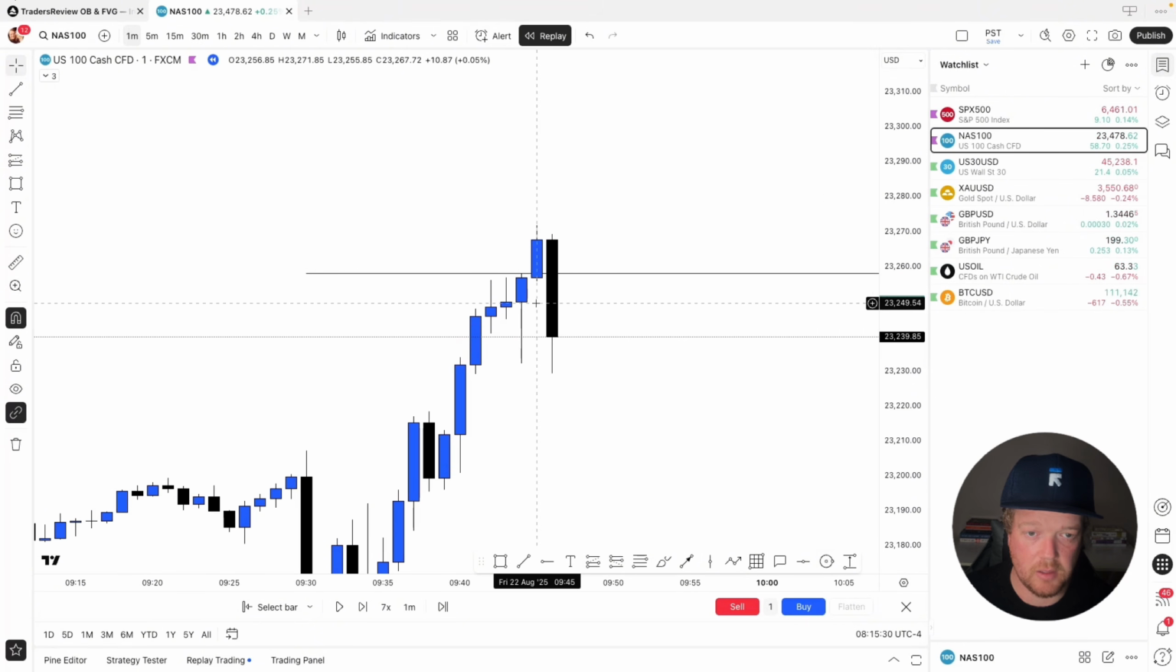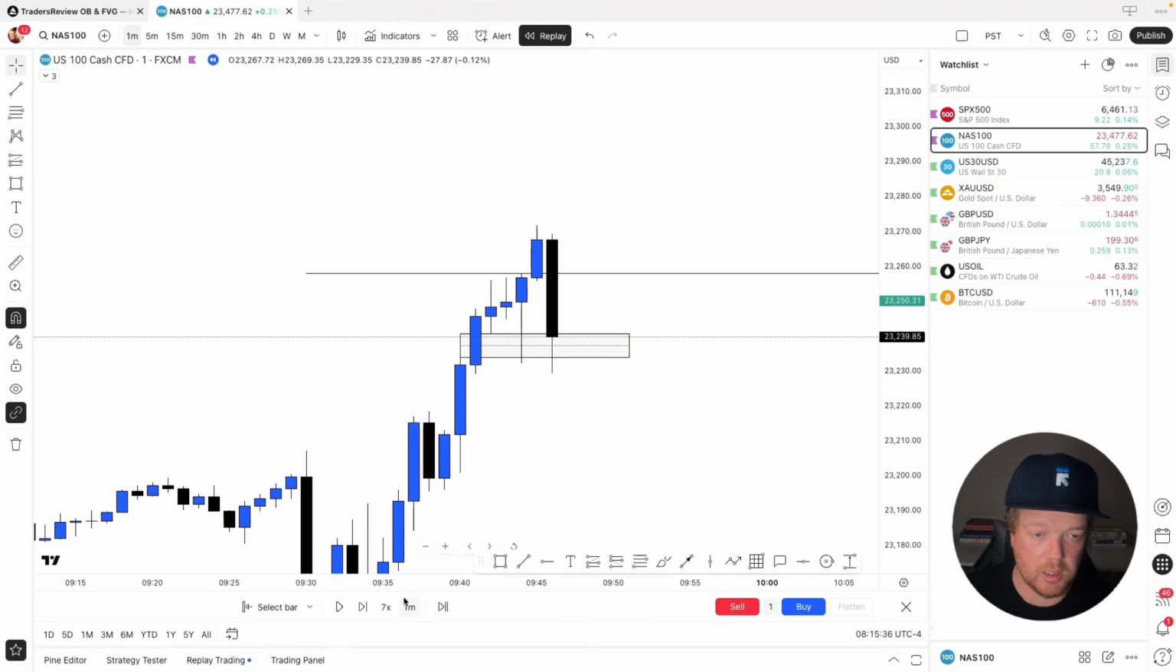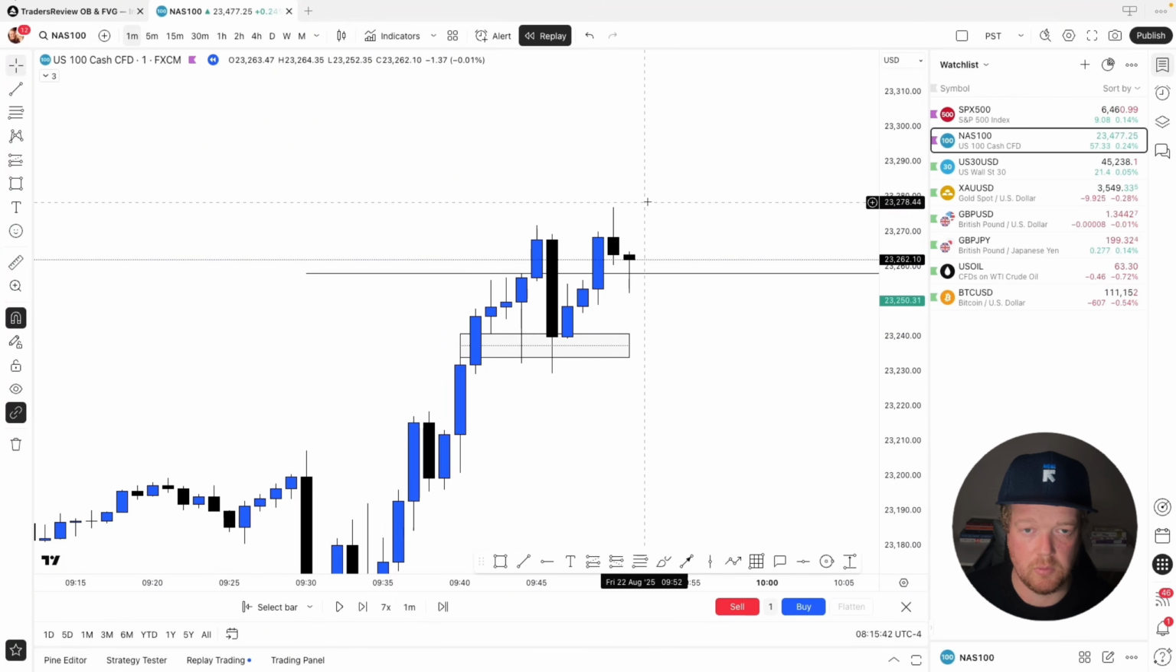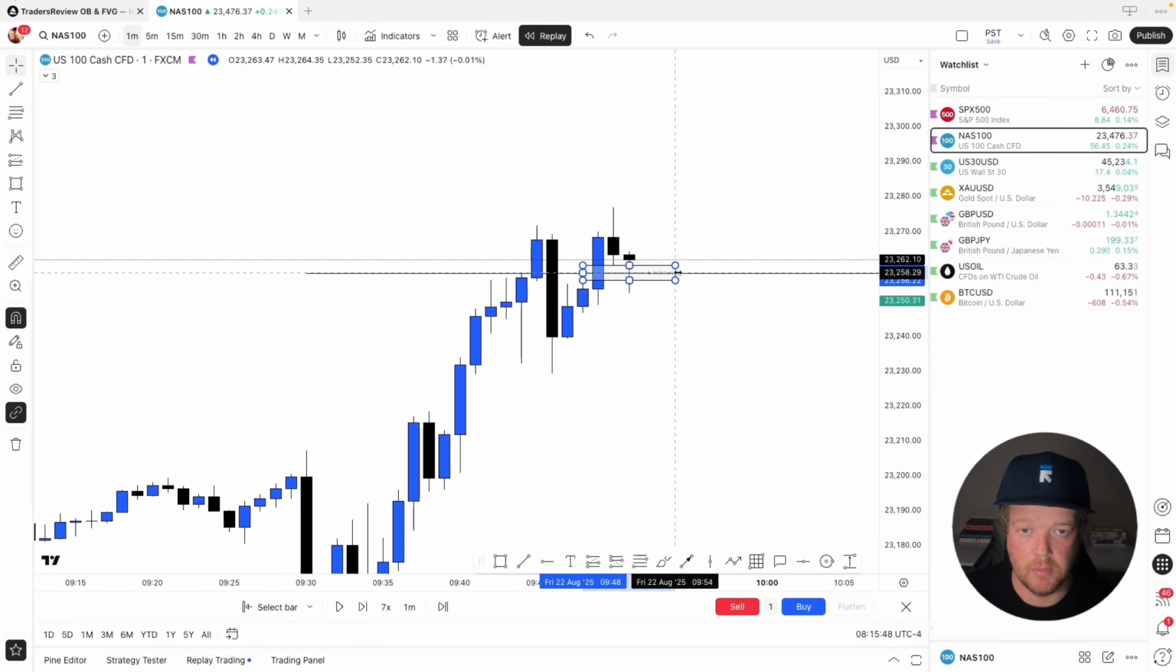Was there a fair value gap? Where was the last fair value gap? It was this one right over here. So if we break below this one, we are going to take a sell trade. Pushing up again, we broke these highs. There's a new fair value gap created right over here. So let's see if we broke below that one.